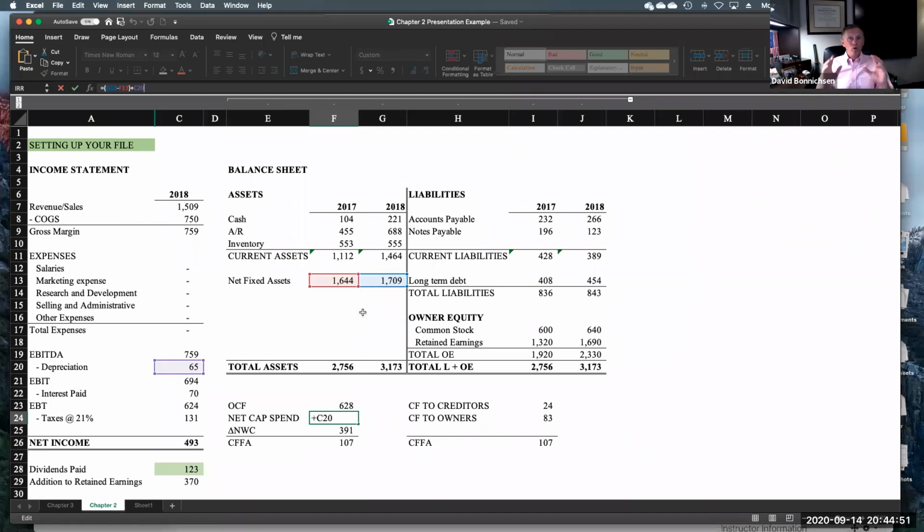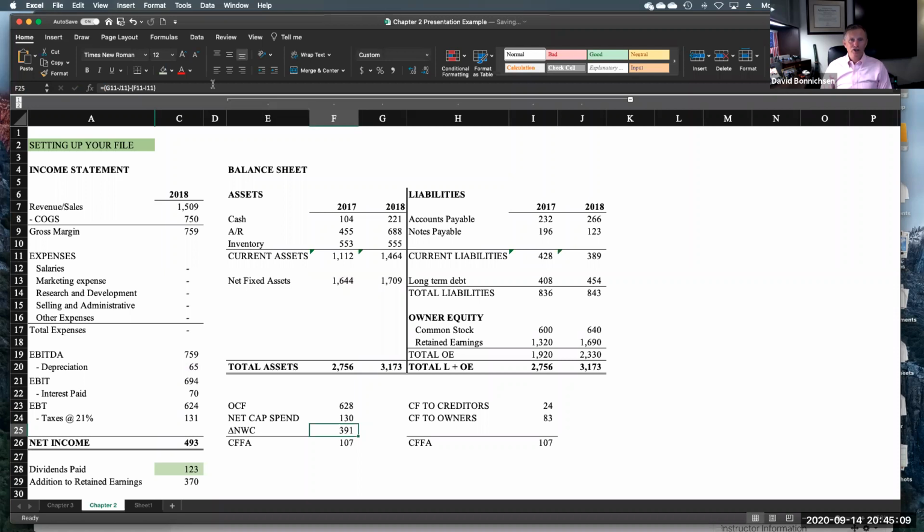So if we want to know what real cash net capital spend is, we have to add back the depreciation for the year. So the change in net fixed assets, adding back depreciation. And then again, the change in net working capital is just the difference in net working capital between 2018 and 2017. And net working capital is current assets minus current liabilities. And then it's just OCF minus net cap spend minus the change in net working capital gives us the cash flow from assets.